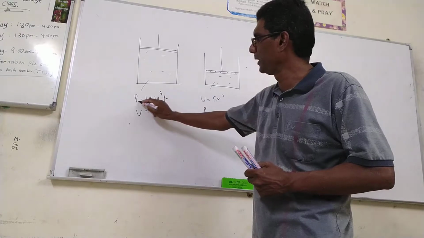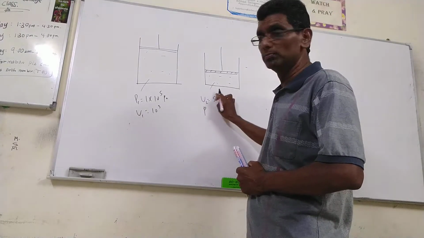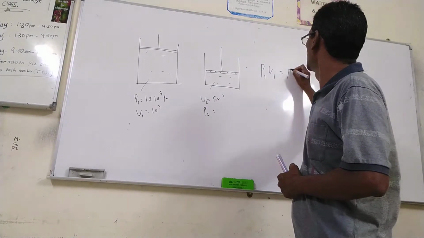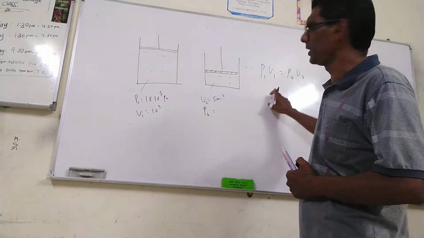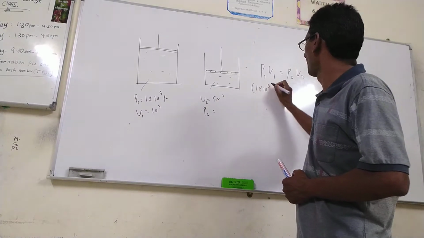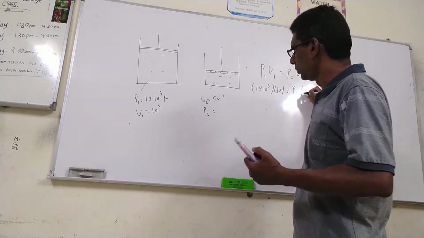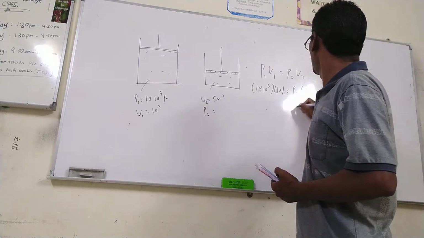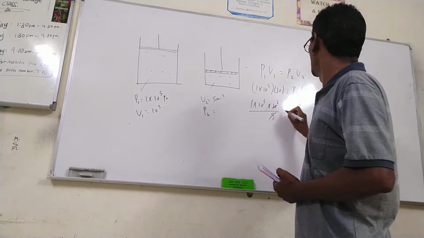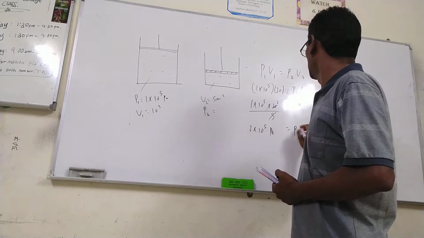We consider pressure 1 and volume 1, and this one is volume 2 and pressure 2. What is pressure 2? Same formula: P1 V1 equals P2 V2. Pressure 1 is 1 times 10 power 5, volume 1 is 10, pressure 2 we don't know, and volume 2 is 5. So P2 is 1 times 10 power 5 times 10 divided by 5. 10 divided by 5 is 2, so pressure 2 is 2 times 10 power 5 Pascal.